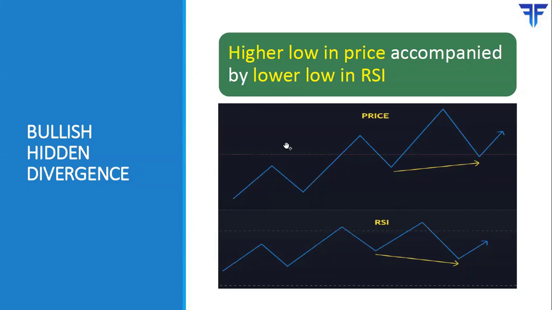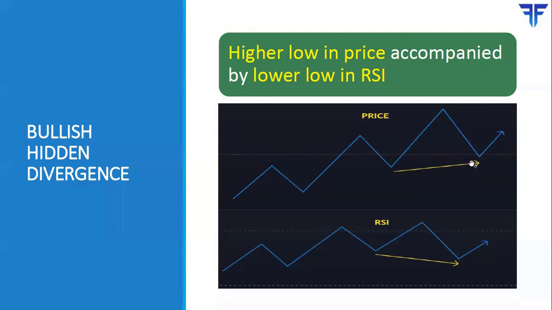As you're all aware, divergences are of two types. In a similar fashion, hidden divergences are also of two types. They could either be bullish or bearish. So let's talk about what a bullish hidden divergence is. As I said earlier, these are continuation patterns. So a bullish hidden divergence forms when the price is already in an uptrend. So price is making a series of higher highs and higher lows, and that is when you'll typically spot a bullish hidden divergence. Now, what is this pattern?